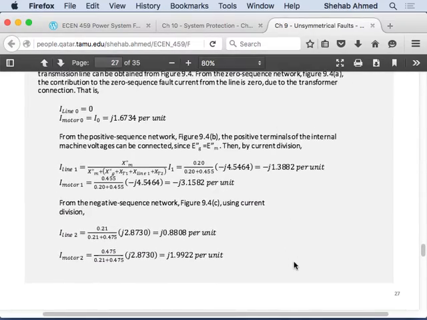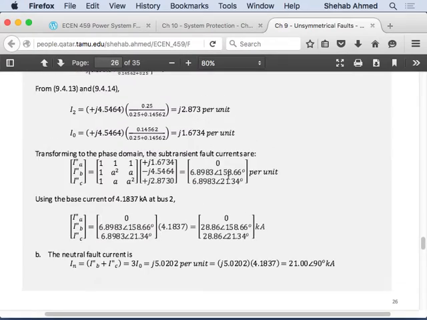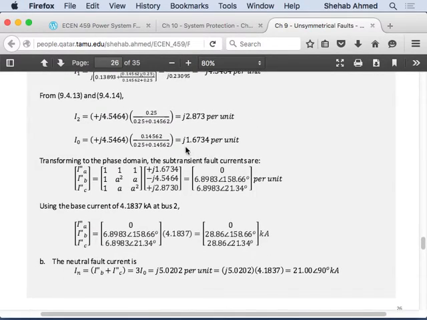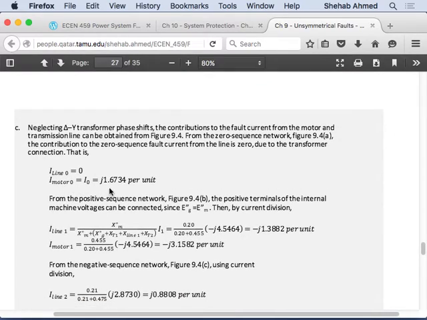Now is the tricky part. The tricky part is what we discussed. What is the contribution of the motor to the zero sequence current? What is the contribution of the motor to the positive sequence current? What is the contribution of the motor to the negative sequence current? That's where we did the current divider rule. The transmission line's contribution to the zero sequence current is 0. The motor's contribution to the zero sequence current is all the zero sequence current, and that's why we took the zero sequence current here, which we calculated, j1.6734, as the motor's contribution.